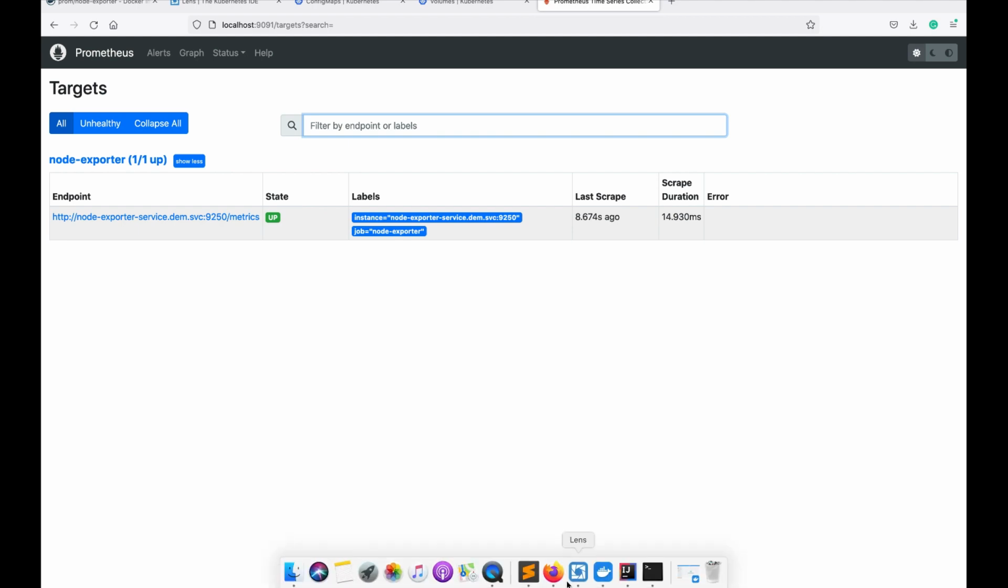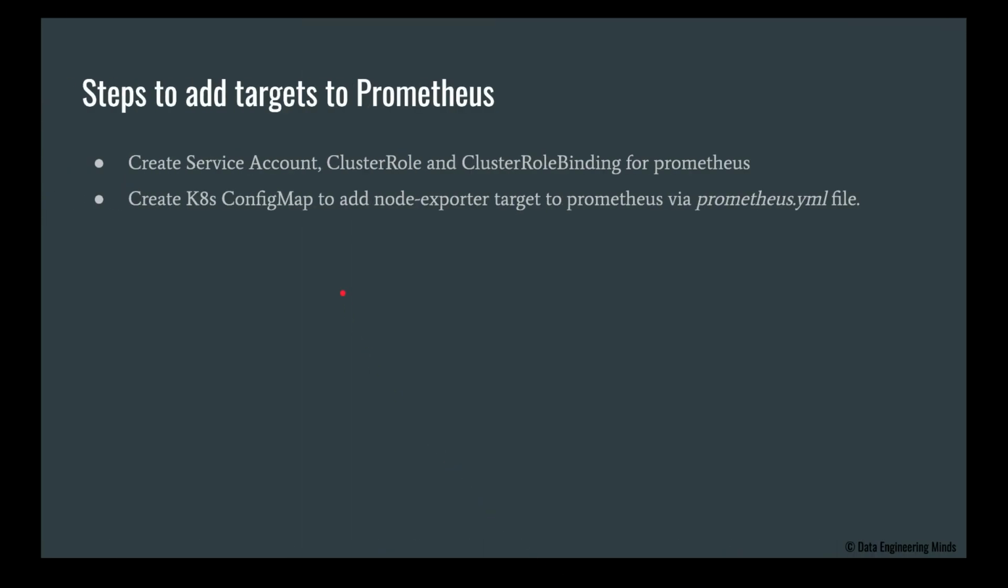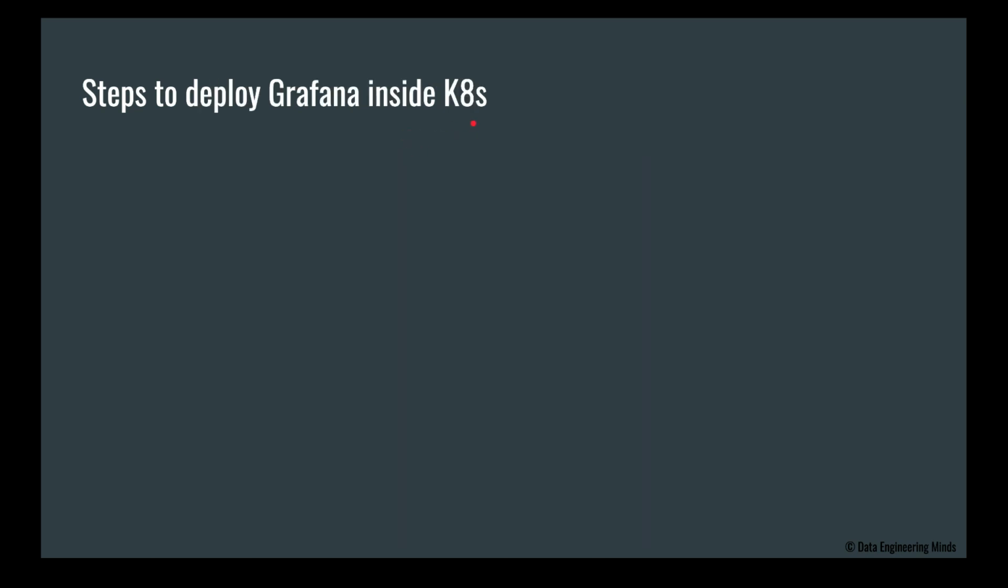Now let's go back to our presentation. So we also completed this third step, right? We created the volume for Prometheus, and then we referred the config map contents by means of the volume. So we finally added the NodeExporter target to Prometheus. Now we will see how to deploy a Grafana server application inside Kubernetes.